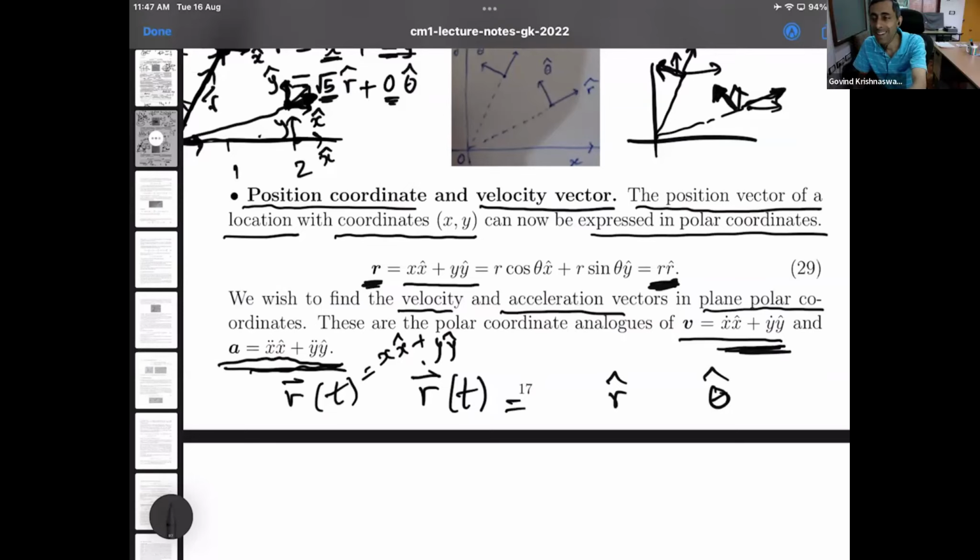Sir, can you show one utility of this r hat? I mean, such an example where we cannot work without r hat and theta hat. Sure. That's coming up. We will see examples next time, in the particle motion example. We will see its utility, and in the coming days also.